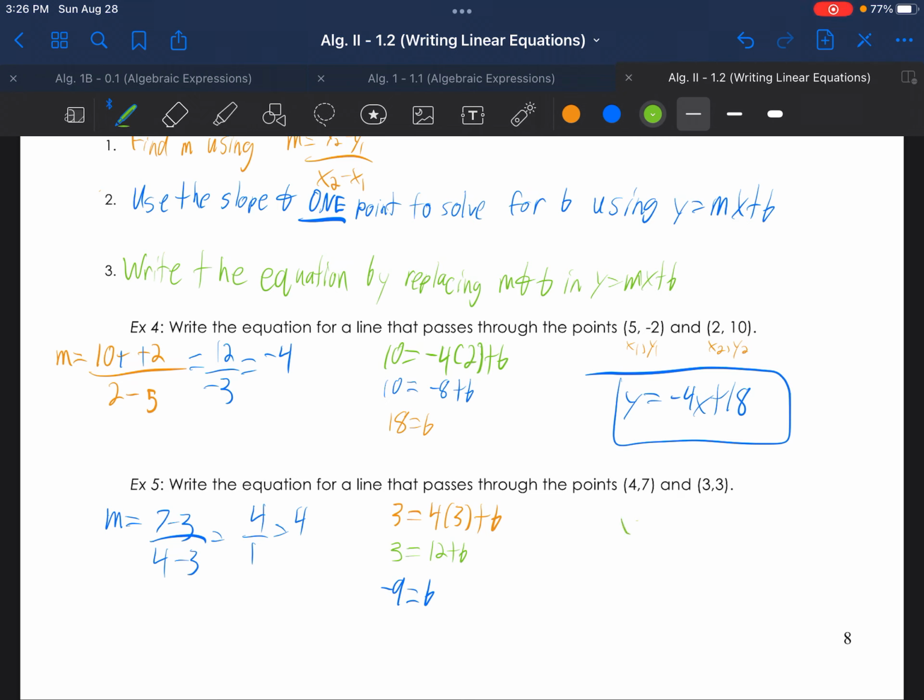So I'm going to plug that into my equation along with my m, and get y equals positive 4x, because the slope is positive, minus 9 because the b is negative. And that is that example.